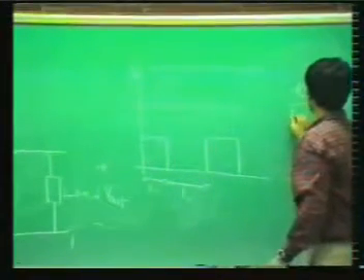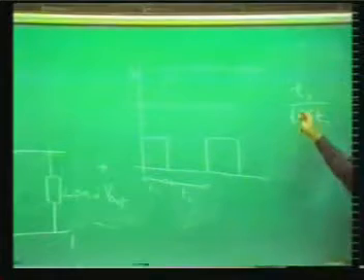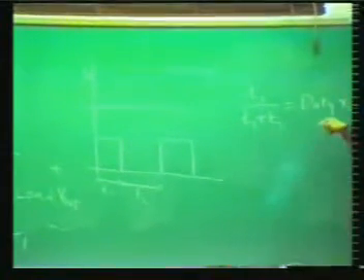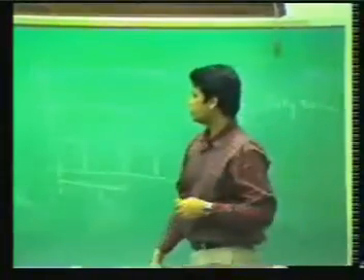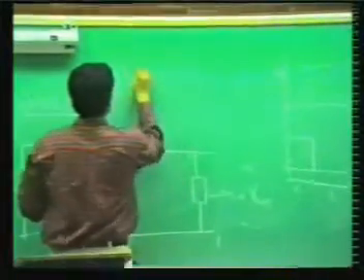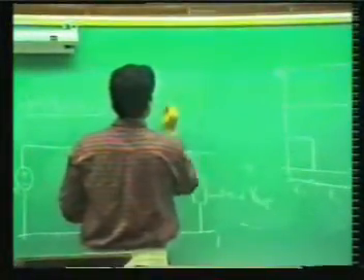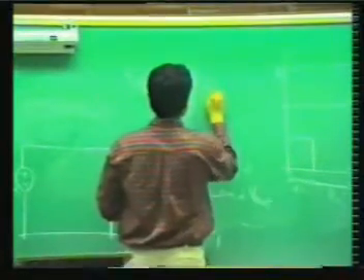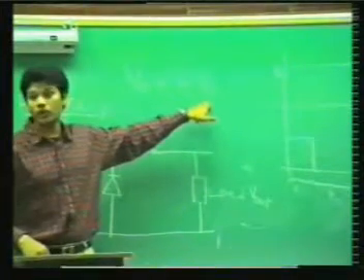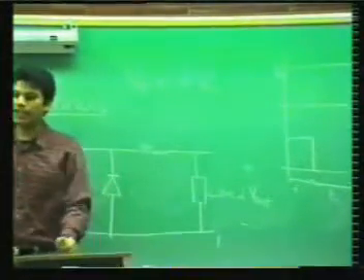T1 by T1 plus T2 is called the duty ratio. T1 by the total cycle time is called the duty ratio. In ordinary applications, what happens is the output voltage level is equal to the duty ratio times the input voltage. That is, the duty. What can be the maximum duty ratio?